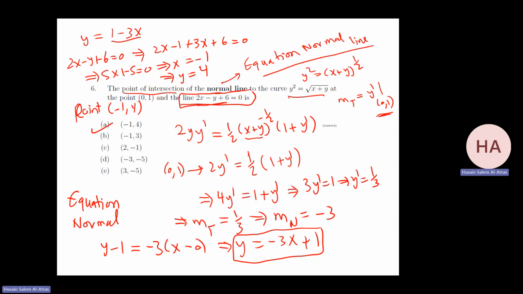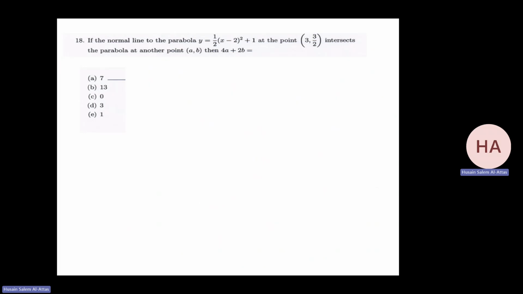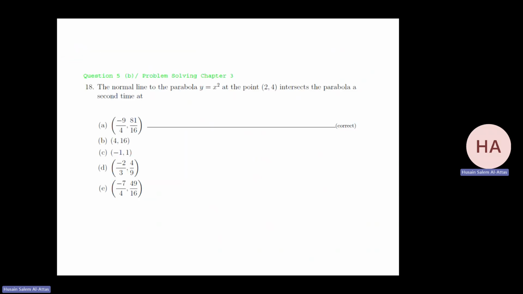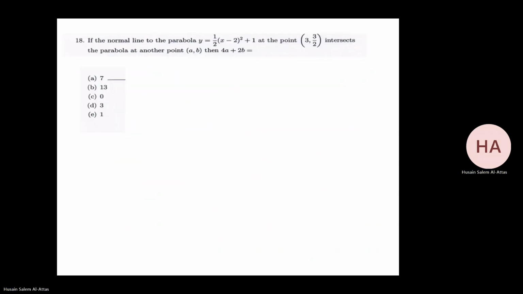So I will find the equation of the normal and intersect it with this one. So I need to solve these two equations to find the intersection. If the normal line to the parabola at the point intersects the parabola at another point, we need to be careful with this question. We need to understand it.